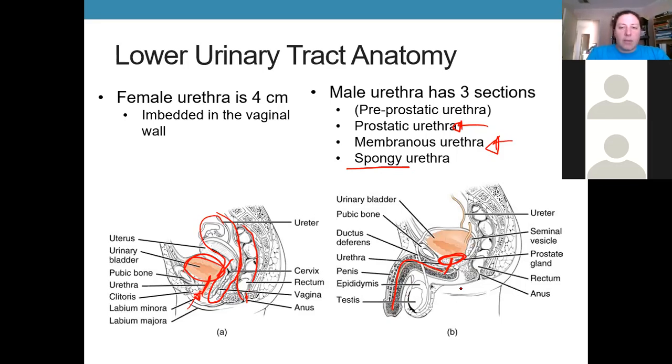So you can see it's much longer because it's going to run the length of the penis and open at the tip. And so that also means it's more variable. We'll cover that when we get to the reproductive system.